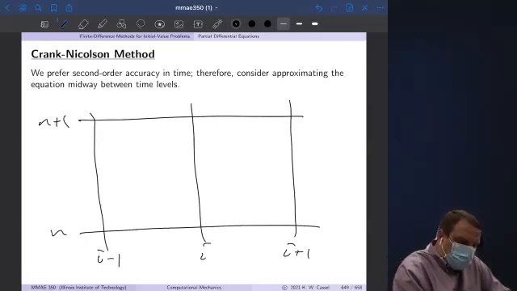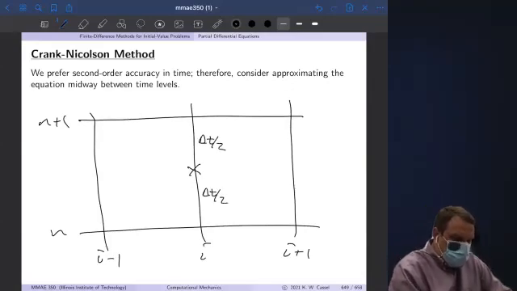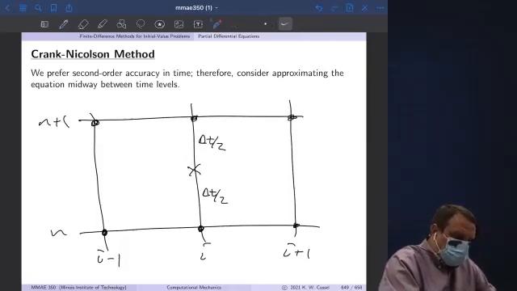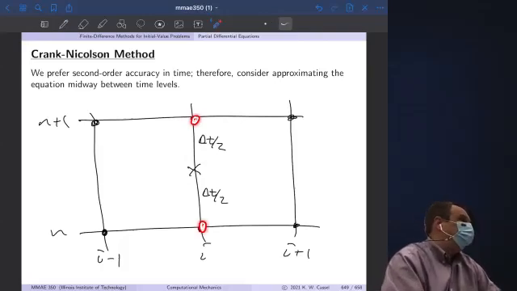So now the X marks the spot is going to be right here in the middle. Delta T over 2, delta T over 2. So it's now actually going to involve these 3 points and these 3 points. The reason is, for the time derivative, it's going to be these same two, but now it's a central difference. So it's a second order accurate central difference in time.